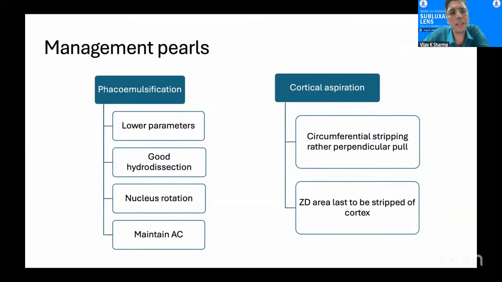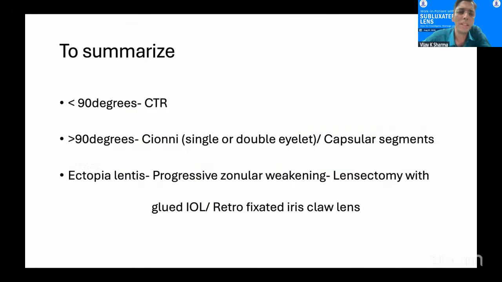Another very important aspect is that your parameters should be lower. Good hydrodissection and nuclear rotation should be achieved. If you can prolapse a soft cataract, you can do the phacoemulsification in the iris plane. And for cortical aspiration, circumferential stripping is better than a perpendicular pull, because otherwise that is likely to increase the subluxation.